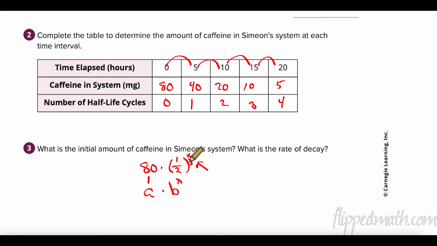I only want to do the half when that number of hours reaches 5 or 10 or 15, because 5 over 5 would be 1 half-life cycle. 10 over 5 would be 2 half-life cycles, and so on. So when I have half-life, often as this occurs, it says it happens every so many cycles, or minutes, or years, or in this case, hours.